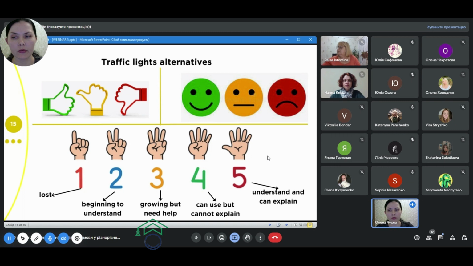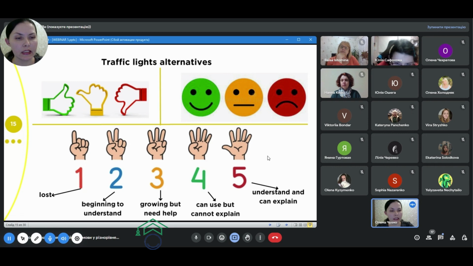So if they show just one finger, it means that they are completely lost. 2 fingers, they are beginning to understand. 3, they are growing but need help. 4, they can use, for example, some structure, but they cannot explain it. And 5, so they understand and can explain.